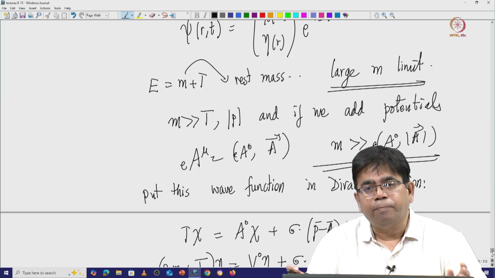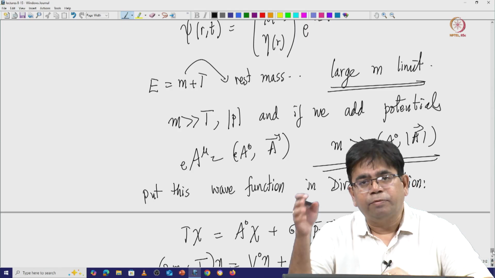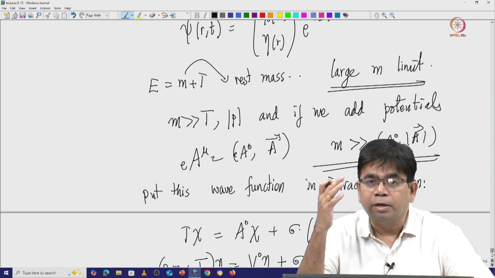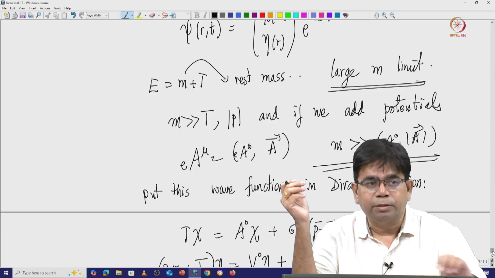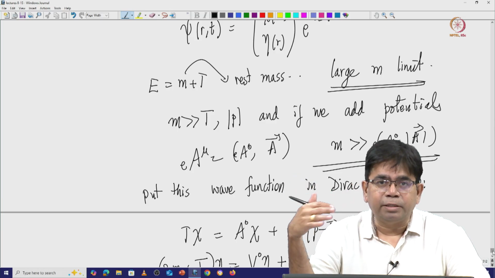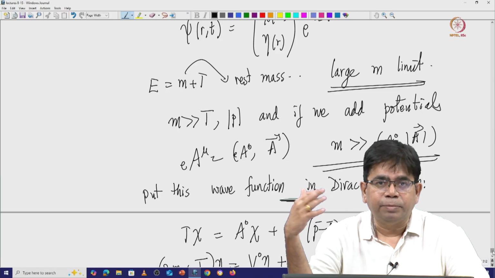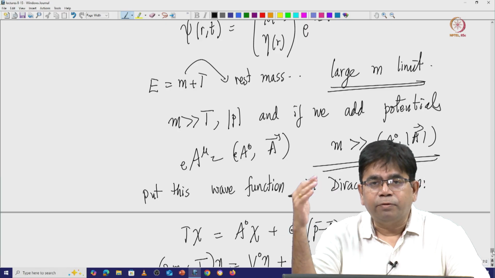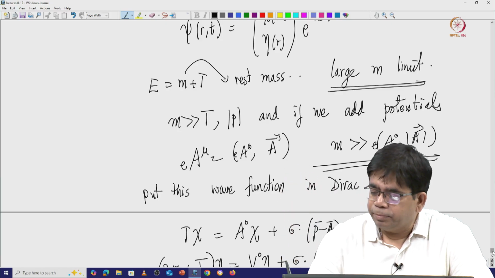We want an M-dependent quantity, something of the order of P square by M essentially. We want something which mimics the non-relativistic case, and for that we need a further, different kind of transformation, which is called the Foldy-Wouthuysen transformation.